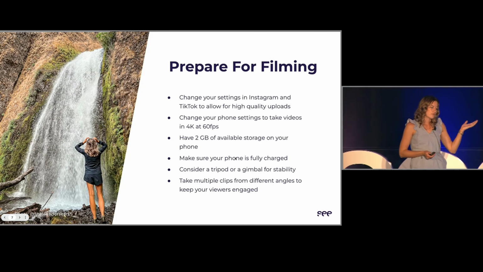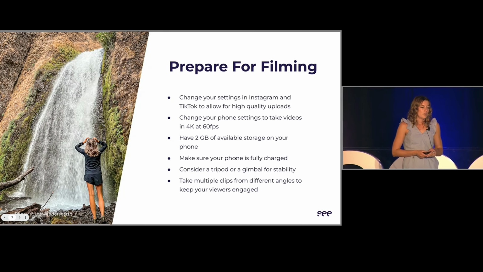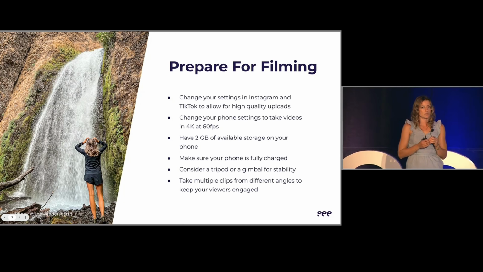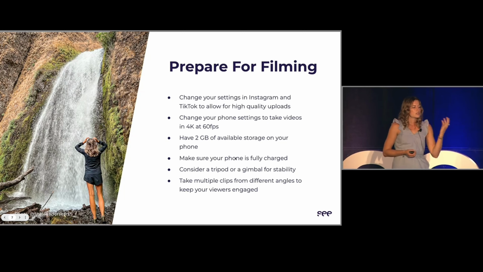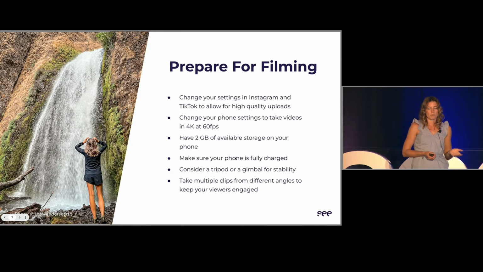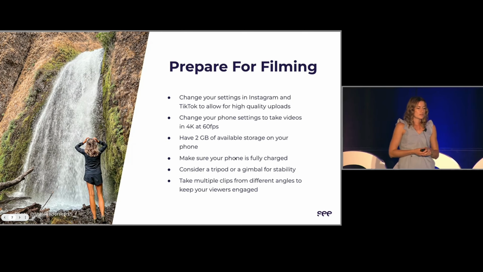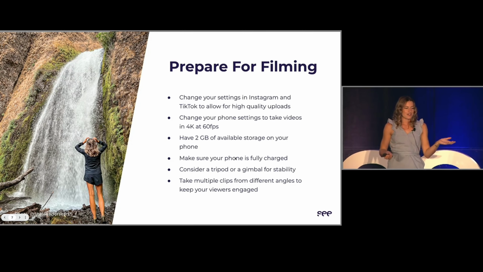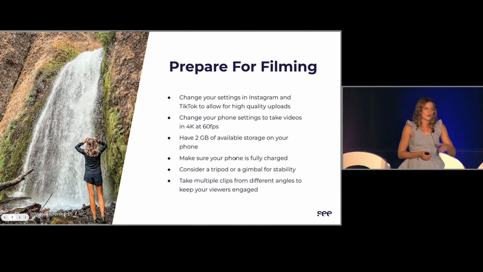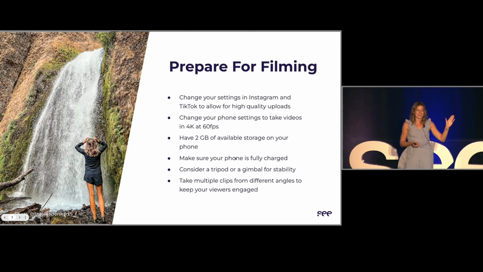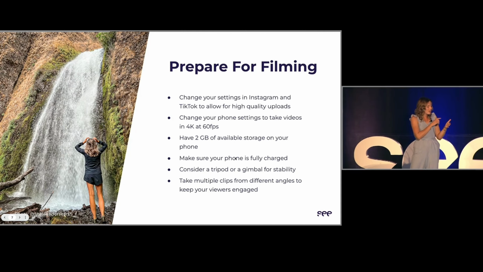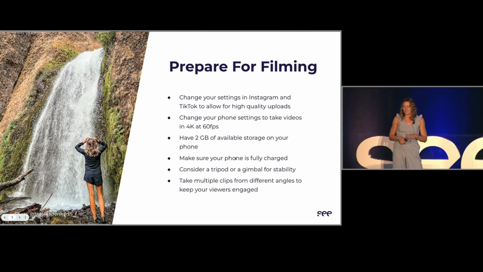And so this is 4K at 60 frames per second. When you change these settings when you're taking video, you're going to use up a lot more of your phone storage a lot quicker. So having available storage of up to 2 gigabytes is crucial. You also want to make sure that your phone is fully charged before you're going out in the field. That way you're not having either a dead phone or you're getting that notification on your iPhone that says your phone is out of storage and you're trying to scroll through your phone and select a bunch of videos and trying to delete frantically while you're in a beautiful location that you're trying to film.